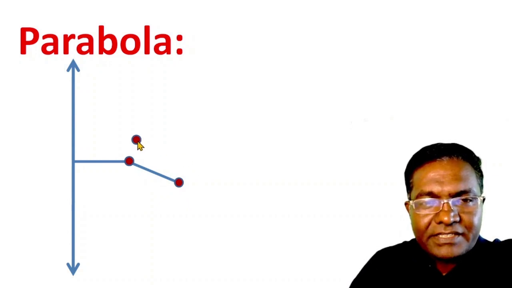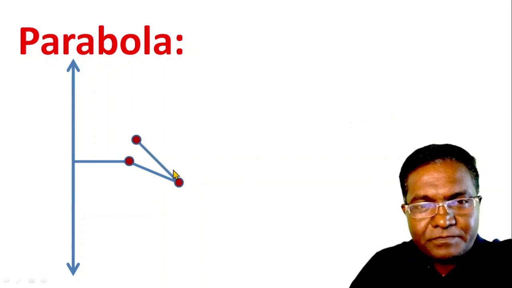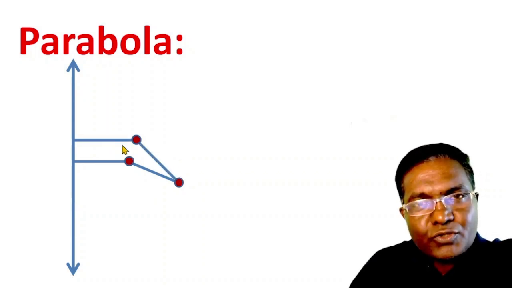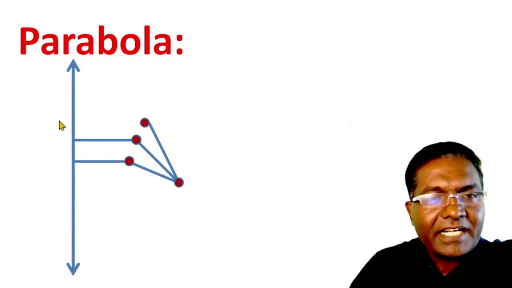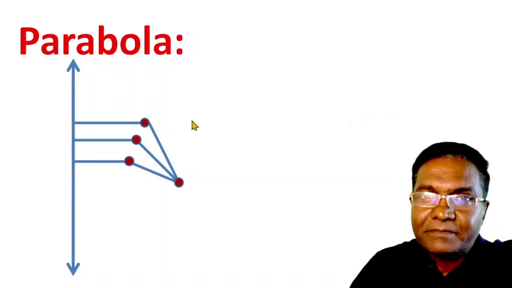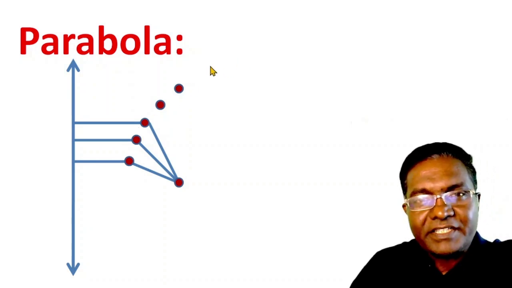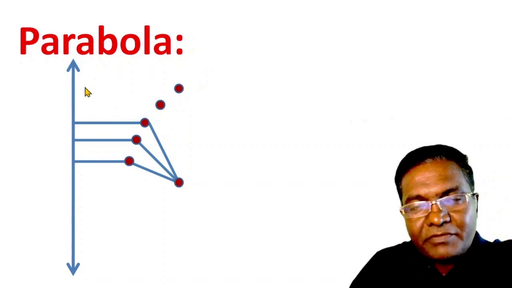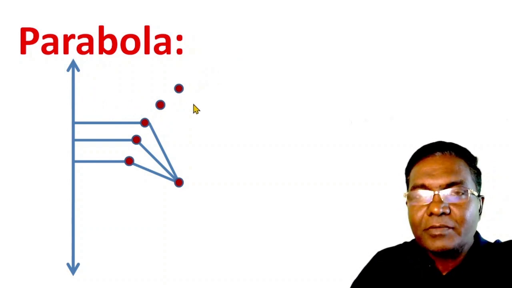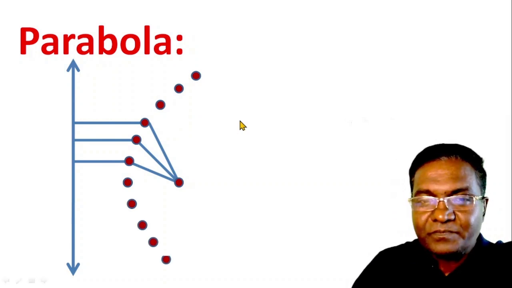So these two distances must be the same. Similarly, take one point, the distance of this point from the line and from the point must be the same, meaning these two distances must be the same. Take another point such that its distance from the fixed point and the fixed line must be the same. If you go on plotting such points, keeping the geometrical condition in mind, we will get a structure or a curve in this form.